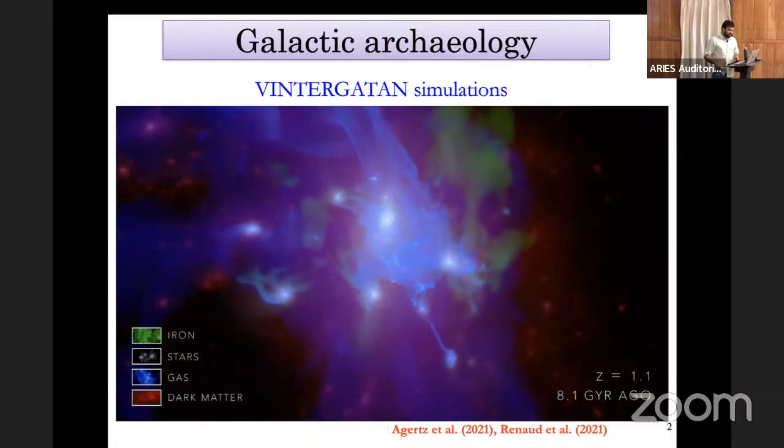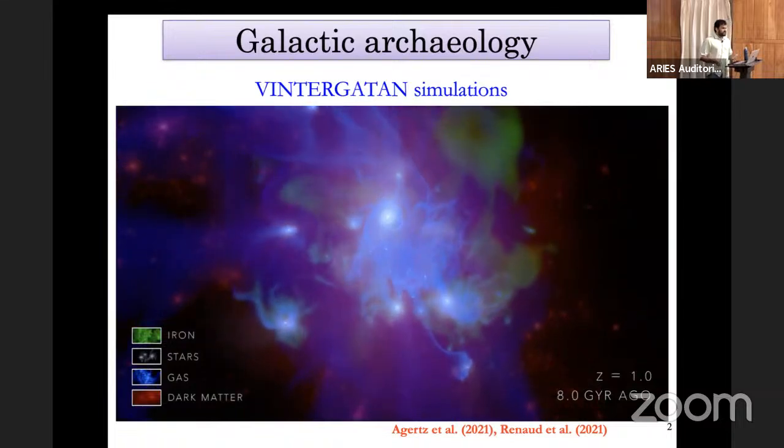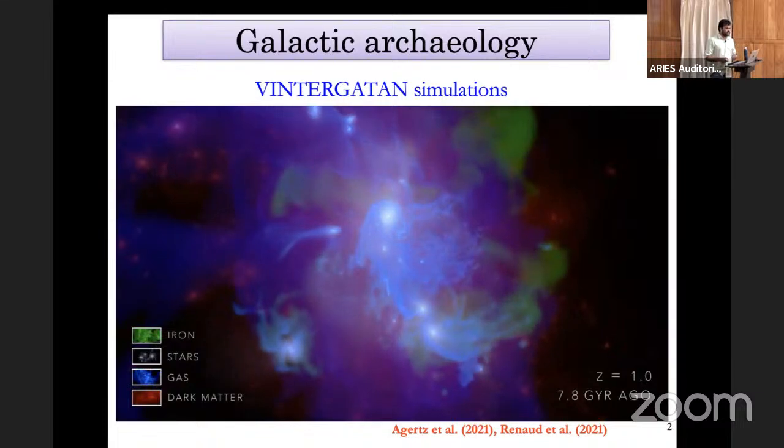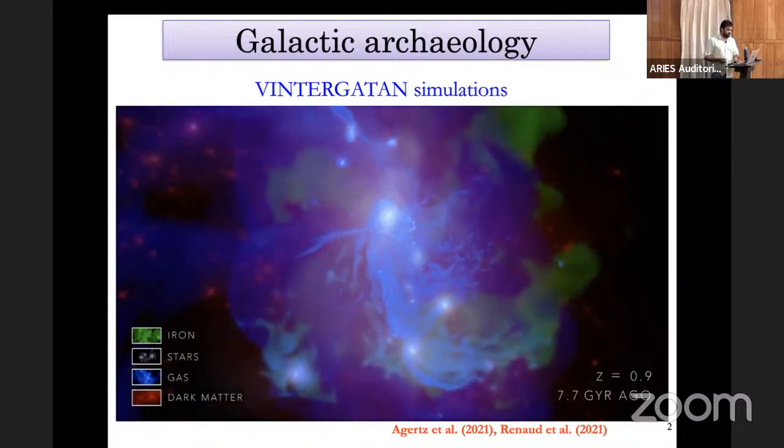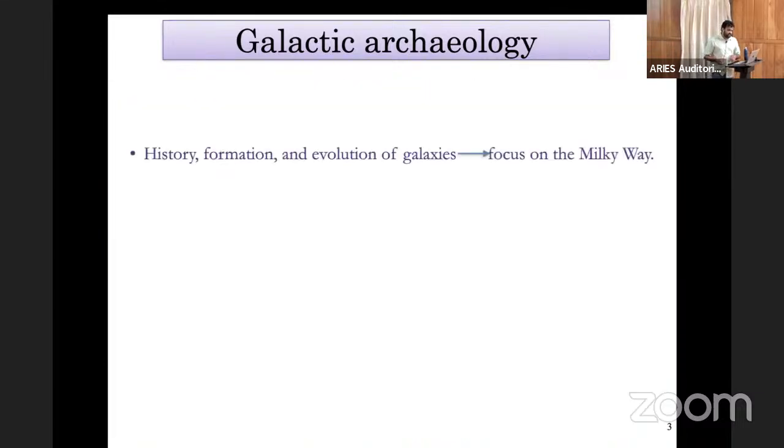of the Milky Way. But at the same time, observationally, we need to understand from the current state of the Milky Way how the Milky Way formed and evolved. That is the field of galactic archaeology, where we try to understand the history, formation, and evolution of galaxies with a particular focus on the Milky Way. And we try to understand the structure and dynamics of different components of the Milky Way.